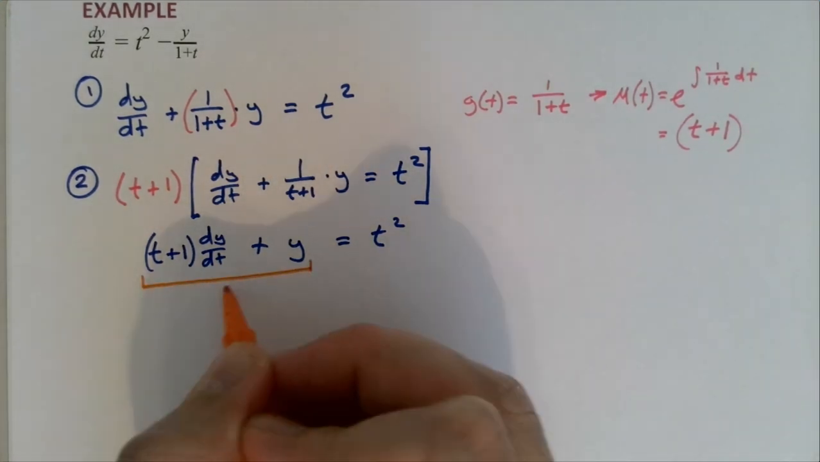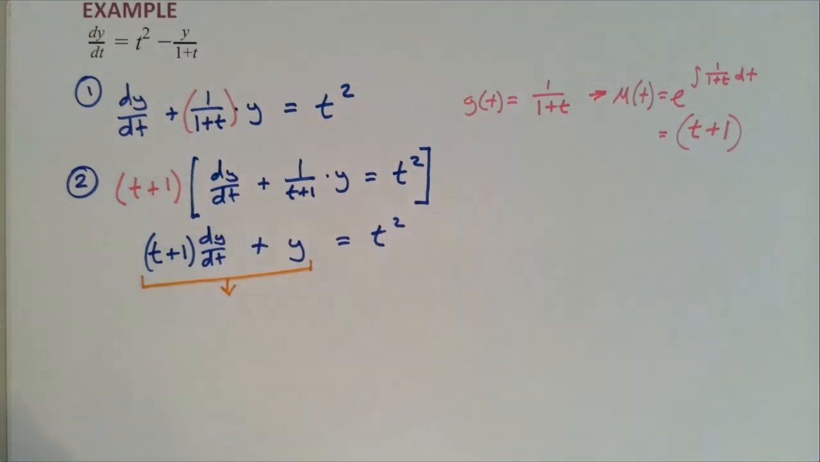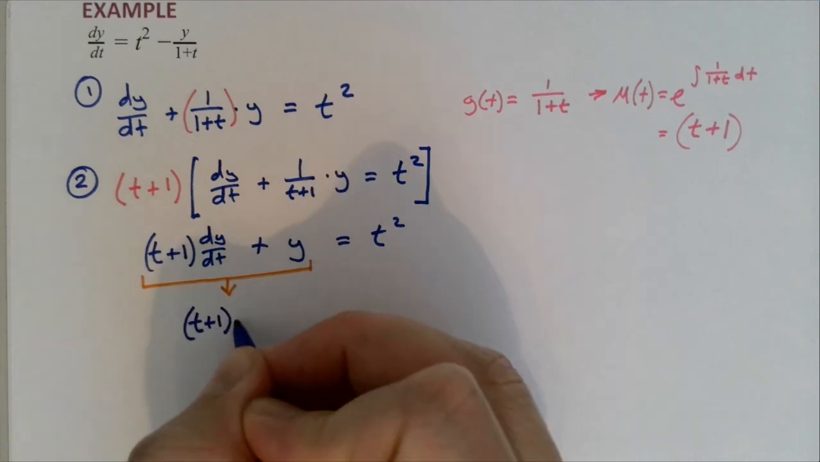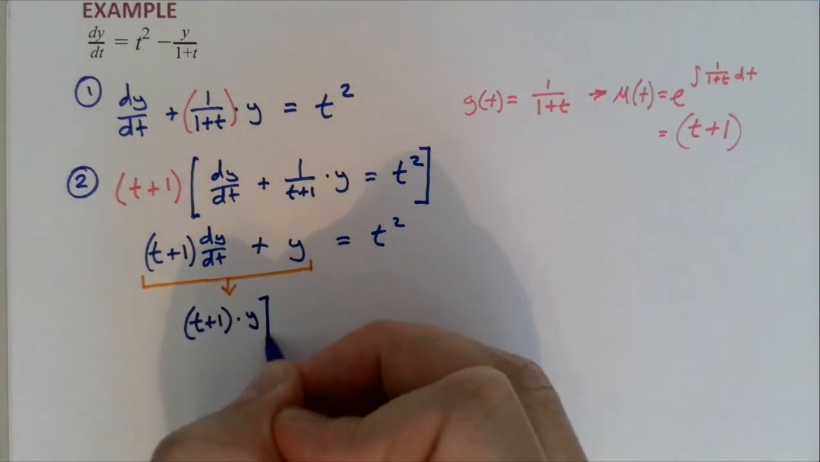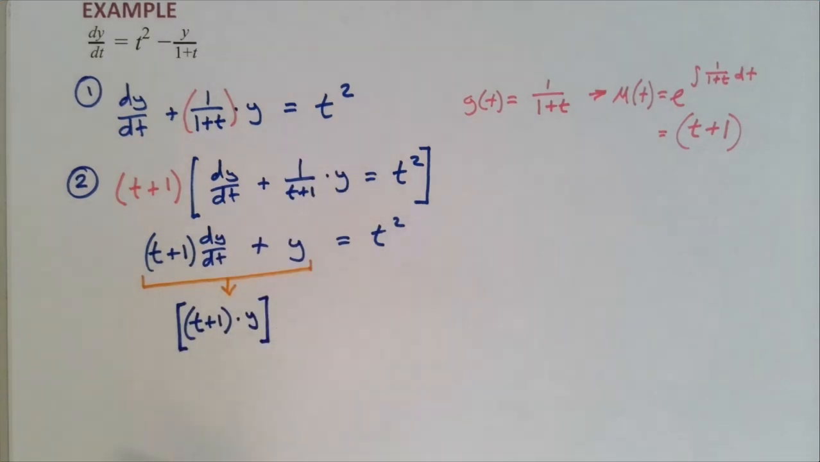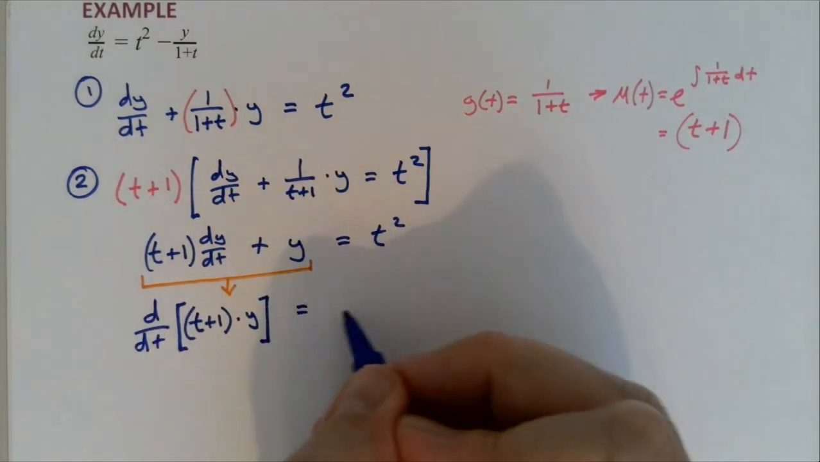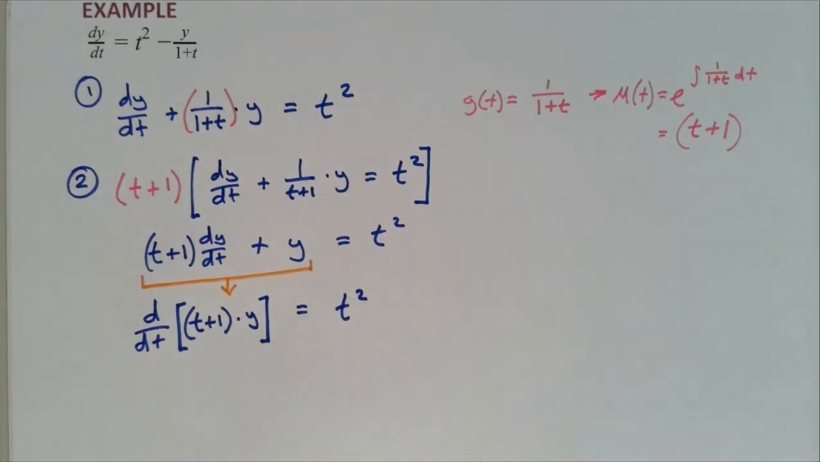derivative of my integrating factor times y, so t plus 1 times y. If I did it right, that's what it should be. Right there should be the derivative of this. So that was my step 3.